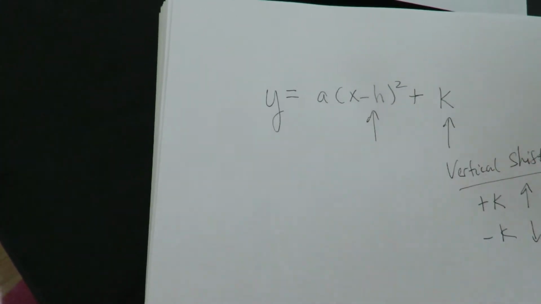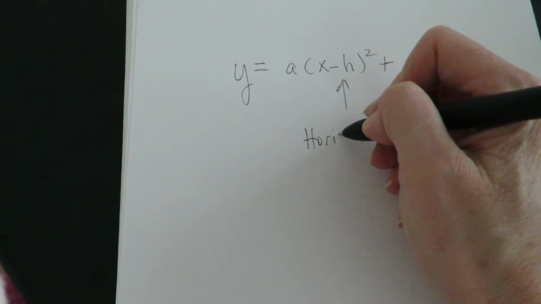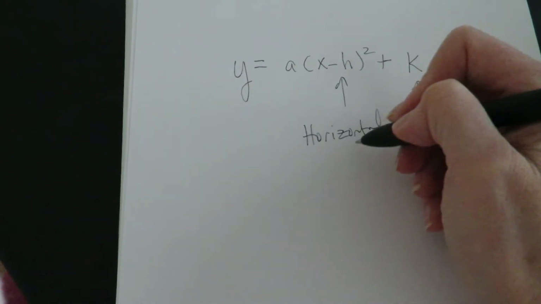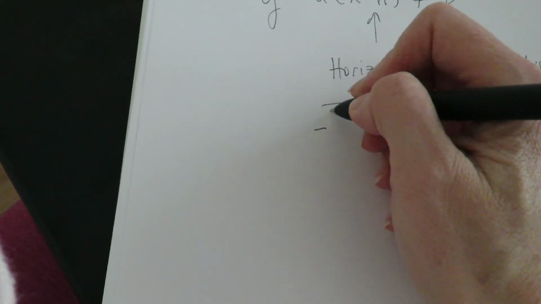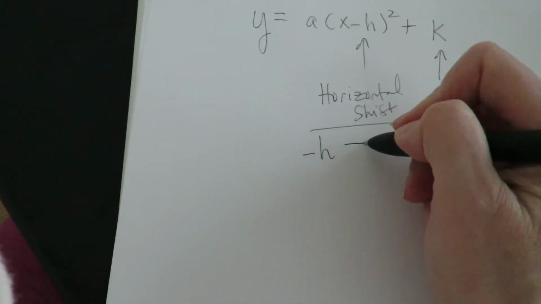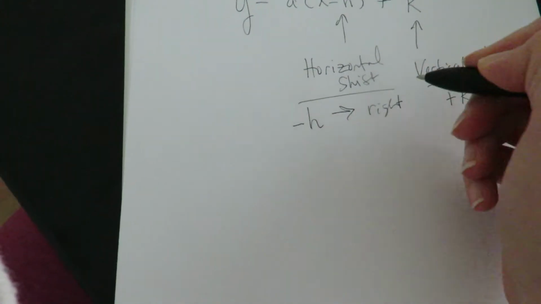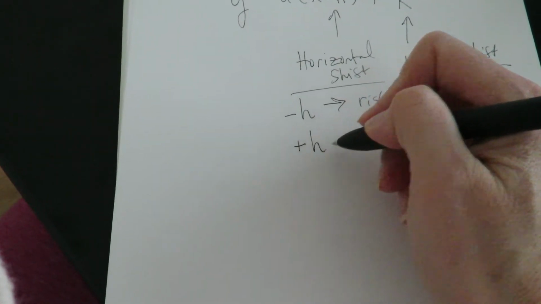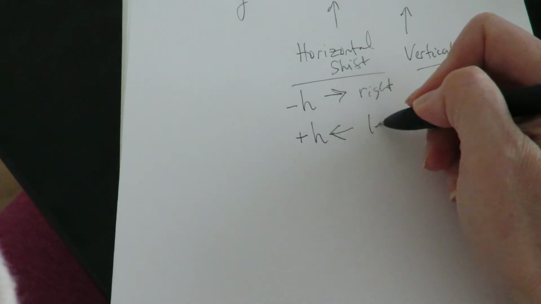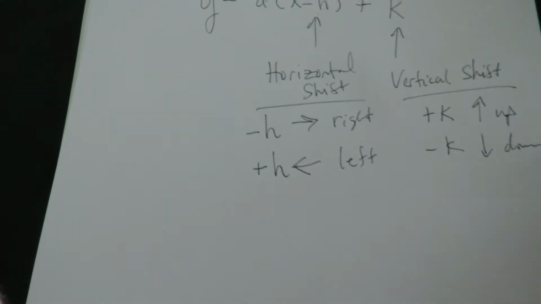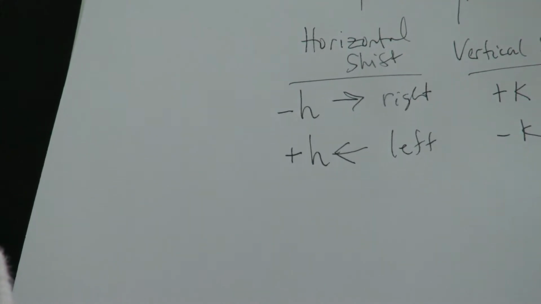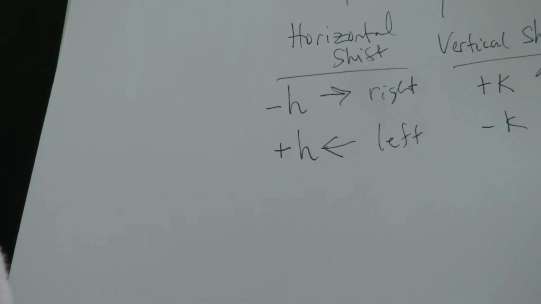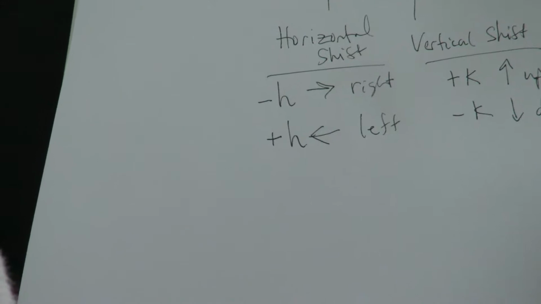Let's talk about this part in here. This is the horizontal shift, so this is your left, right. If it's a negative h, it actually goes to the right. If it's a positive number, it actually goes to the left. That confuses people when they first learn it, but try to learn it as soon as you can, because all graphs follow that rule.